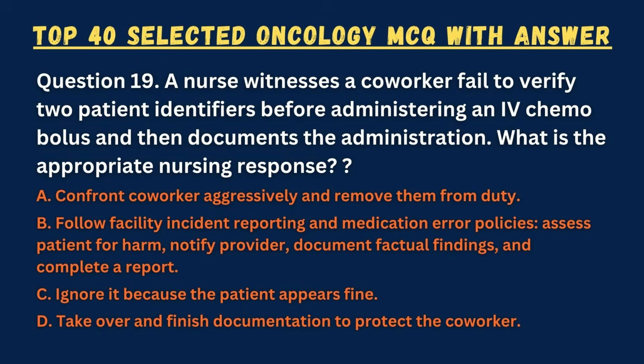Question 19. A nurse witnesses a coworker fail to verify 2 patient identifiers before administering an IV chemo bolus, and then documents the administration. What is the appropriate nursing response? A. Confront coworker aggressively and remove them from duty. B. Follow facility incident reporting and medication error policies. Assess patient for harm, notify provider, document factual findings, and complete a report. C. Ignore it because the patient appears fine. D. Take over and finish documentation to protect the coworker.